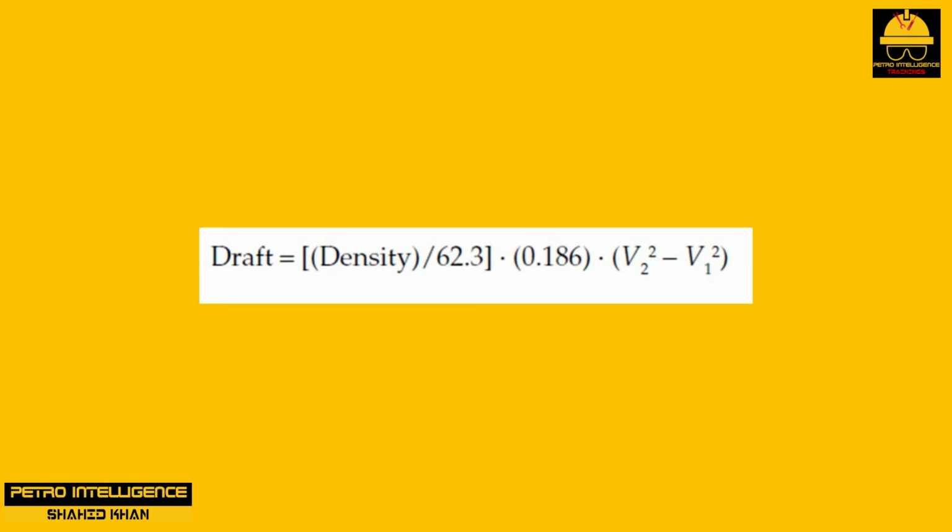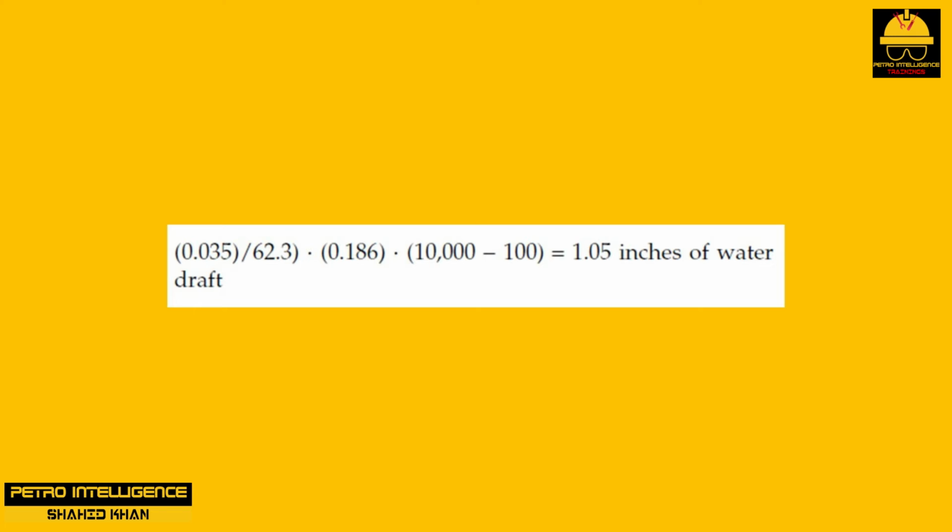If the diameter of the chimney is reduced by 2/3, then the chimney cross-sectional area is reduced by 90%. Hence, if the velocity at the bottom of the chimney, V1, is 10 feet per second, then the velocity at the top of the chimney, V2, is 100 feet per second. Therefore, the draft due to the reduction in chimney diameter is 0.035 divided by 62.3 times 0.186 times 10,000 minus 100 equals 1.05 inches of water draft.